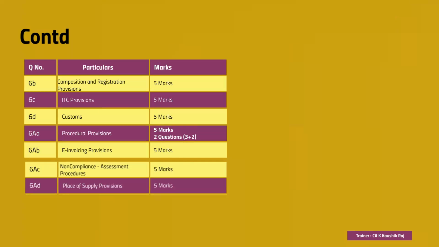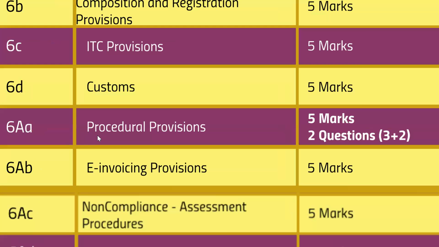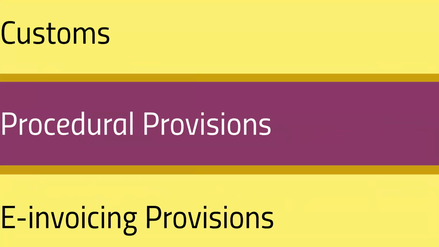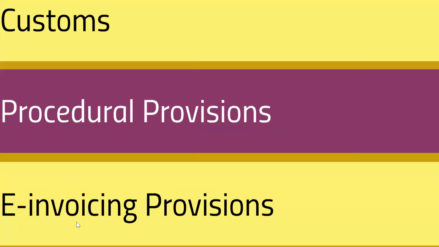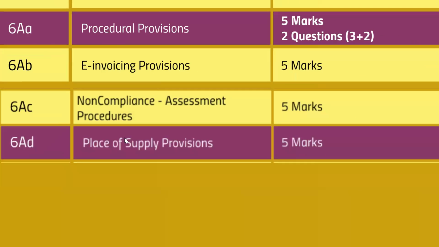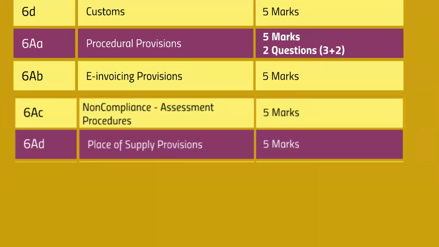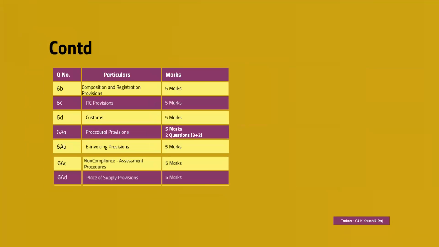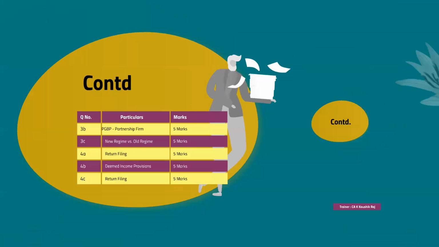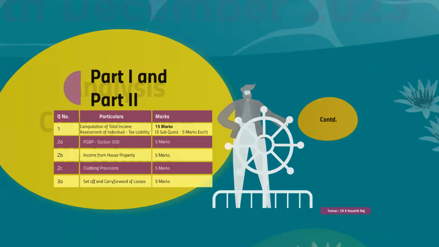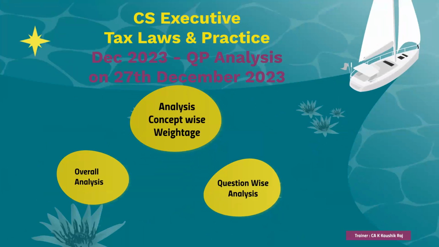And then the alternative 4 sub-questions in question number 6A talk about the procedural provisions. There were 2 sublimits in terms of the tax payment and registration, which was 3 marks and 2 marks. And then comes the e-invoicing provisions. And then comes the non-compliance and the assessment provisions. And then the place of supply provisions. Each of these had 5 marks each, 6 alternative A, B, C, D. So this was the overall weightage that was given in terms of the question paper for part 1 and part 2. Yes, friends, and let's go into question-wise analysis now.